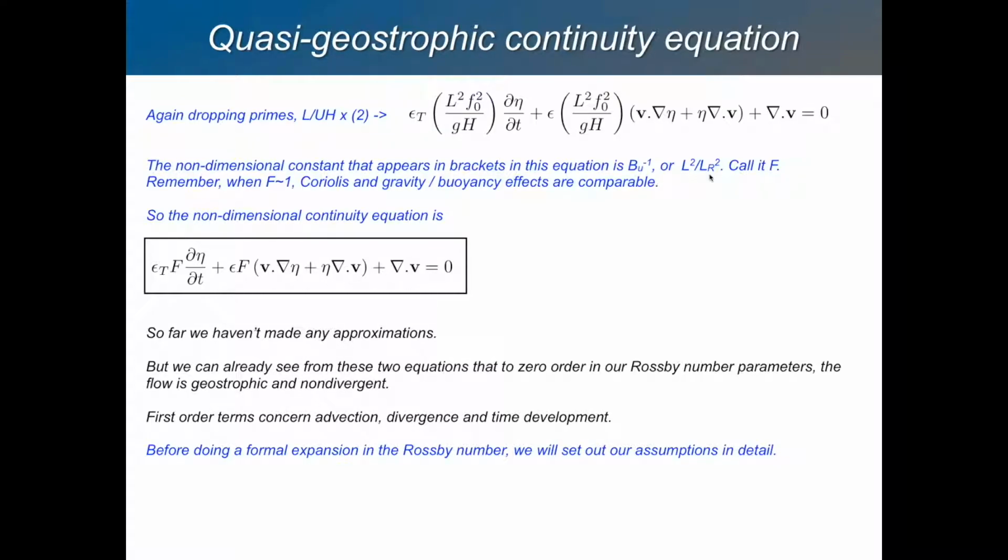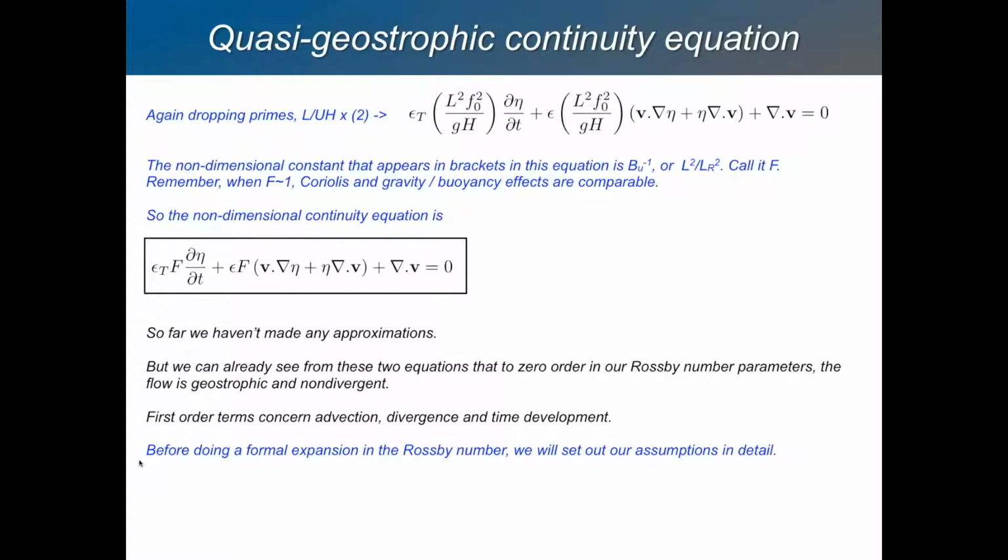So we'll call it F, all right? So we can just put it in our equation there, F. Still haven't made any approximations yet. We can already see from these two equations that the zero order in our Rossby number, so if you just ignore these terms which are multiplied by the Rossby numbers, all you've got left is this fact that the flow is non-divergent, right? So geostrophic flow is non-divergent, or at least the zero-order flow is non-divergent, I should say. The first-order terms concern advection, divergence, and time development. Now, what we're going to do is do a formal expansion in the Rossby number, right?